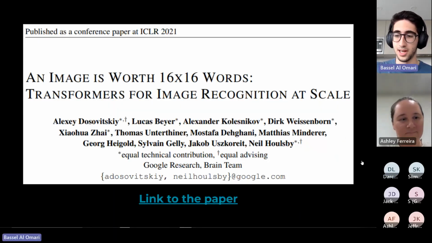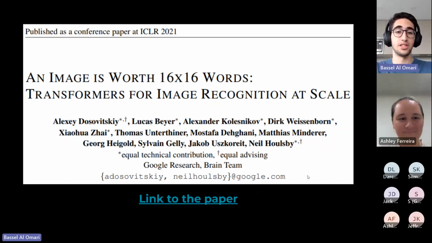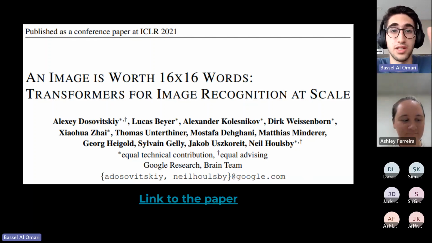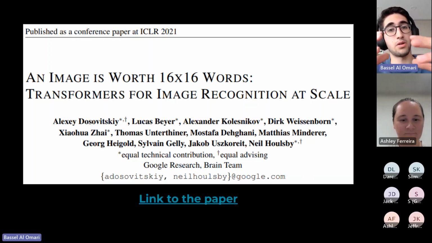I'm going to be starting off by presenting a paper titled "An Image is Worth 16 by 16 Words, Transformers for Image Recognition at Scale." This was a paper published by researchers at Google in the conference ICLR 2021, and it introduces the model of vision transformers. So just a bit of background context.